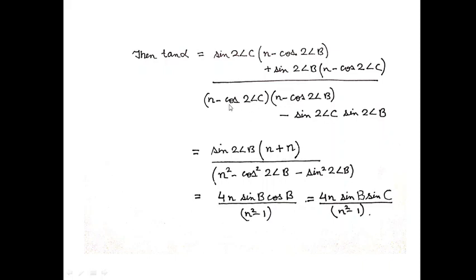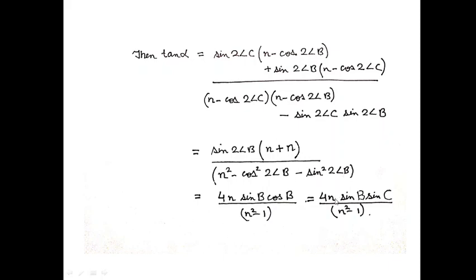Now next, the denominator. Cos 2 angle C is minus cos of 2 angle B. So this will become n plus cos of 2 angle B into n minus cos of 2 angle B, that is n square minus cos square 2 angle B, minus sin 2 angle C is sin 2 angle B, so this will become sin square 2 angle B. So you get sin 2 angle B into n plus n by n square minus cos square 2 angle B minus sin square 2 angle B, and this is 2n from here, 2 sin B cos B from here, and n square minus 1 here because cos square 2 angle B plus sin square 2 angle B is 1.